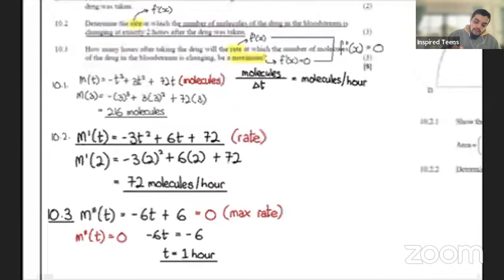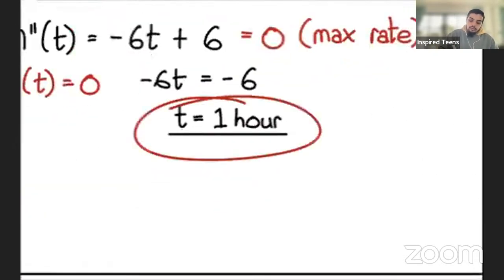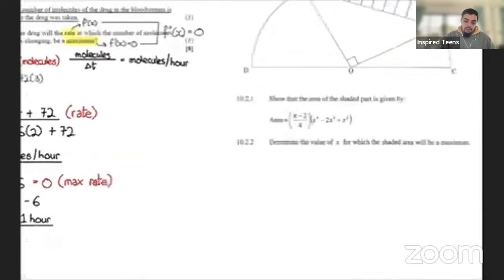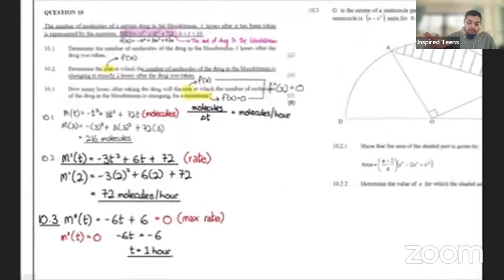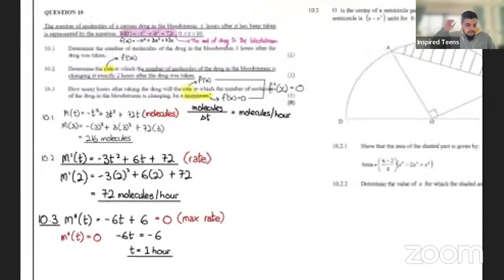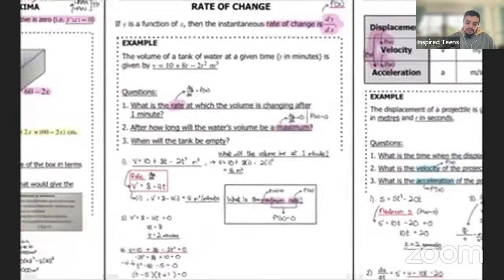Okay, so how many hours after? 1 hour after. Okay, cool. Let's look at the next example. I hope that made sense. This is where the calculus application can get kind of complicated. I hope that this was simple enough. This first question was simple enough, right? It discussed the concepts that we did here directly.